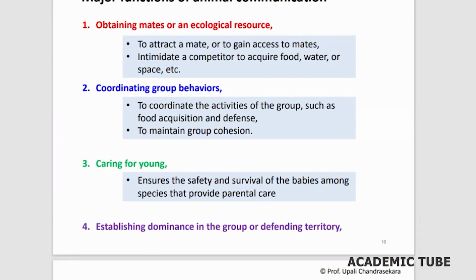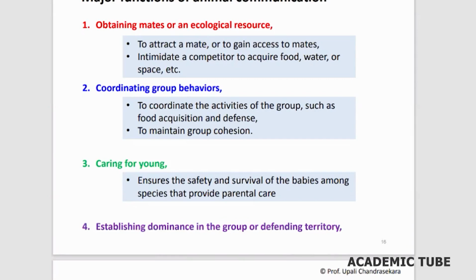It is possible that one individual will retreat, to go away, to avoid getting hurt. So the dominant one will get the food. So that's what I'm saying. The major function of animal communication is obtaining mates or an ecological resource.